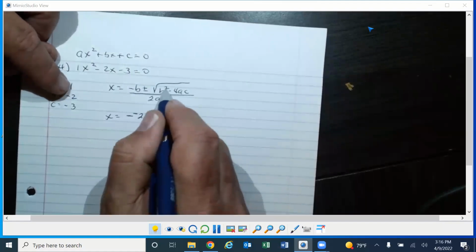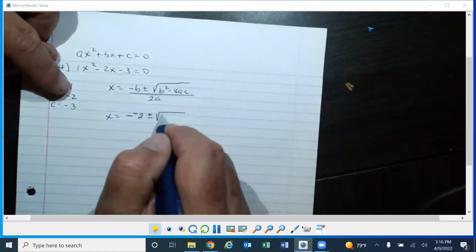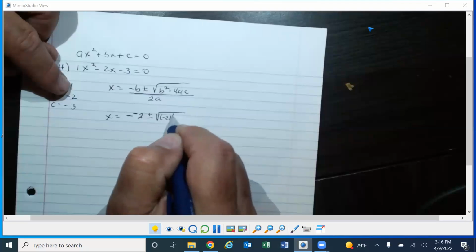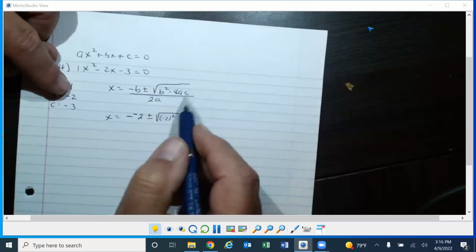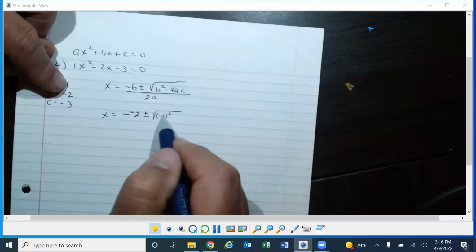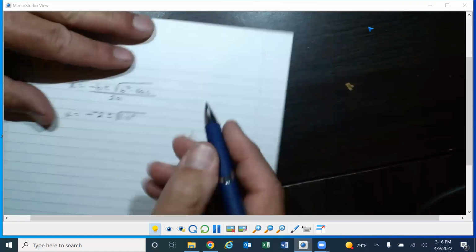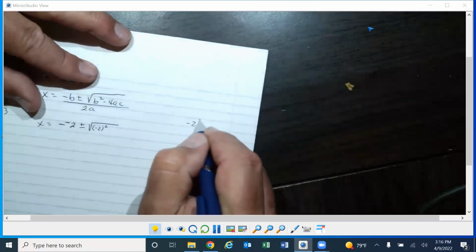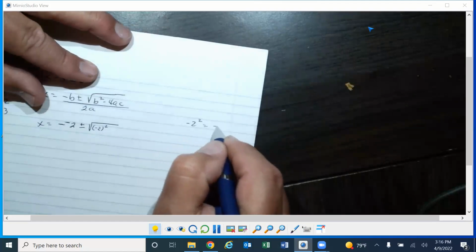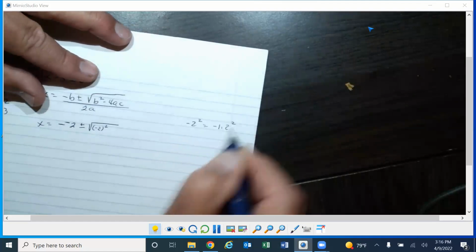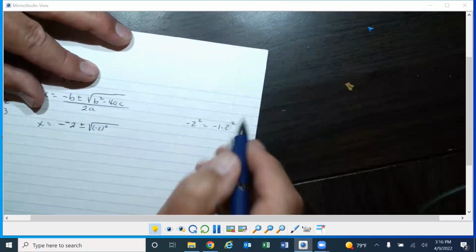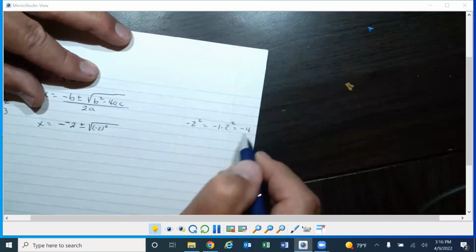Now remember, this 2 is squaring all of b. So I'm squaring all of negative 2. Just to give you a heads up, this is always going to be positive, no matter if you put a negative number here or a positive number. Some calculators, like the TI calculator, if you put in negative 2 squared, will square only the number and not the negative, so it'll tell you the answer is negative 4.